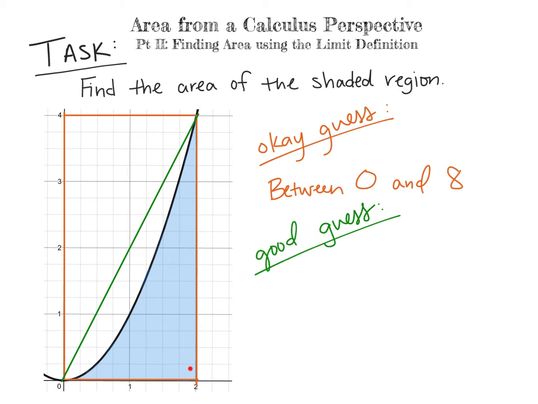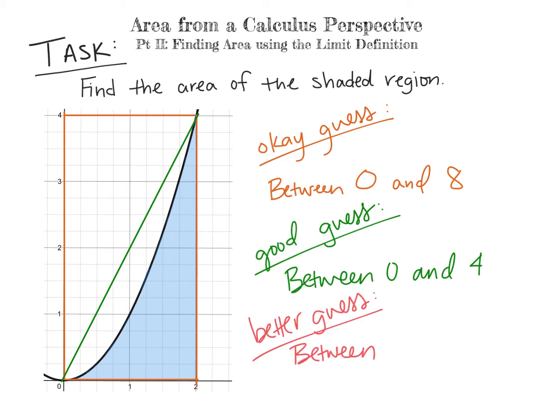Now I've created this right triangle here, and we can clearly see that the area of this right triangle would be half of the area of the rectangle, so it would be 4 square units, and clearly our shaded region is even less than that. So we can now confidently say that the area of our shaded region is between 0 and 4. Definitely closer to 4 than 0, but this is a better guess than between 0 and 8. So we're narrowing this down a little bit using geometry.